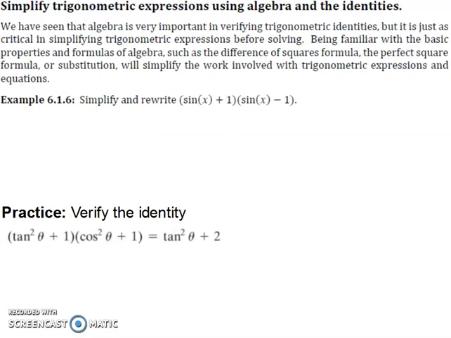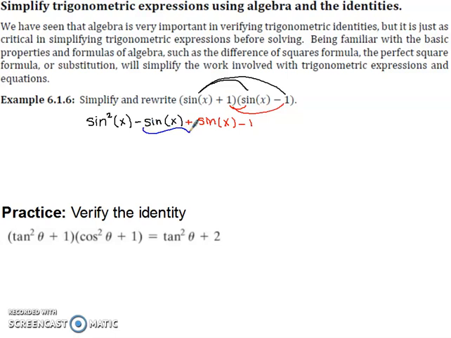Now, we have already seen factoring with trig identities, but we're going to focus a little bit more on it now. To simplify example 6.16, I'm going to simply multiply this out. You may have heard of FOIL, but I just like to think of distribution. I'm going to distribute my sine x to both sine x and negative 1. So sine x multiplied by sine x is sine squared of x, and sine of x times negative 1 is a negative sine of x. Then I distribute my 1 to sine of x, giving me plus sine of x. And then I distribute 1 to negative 1, giving me just a negative 1.